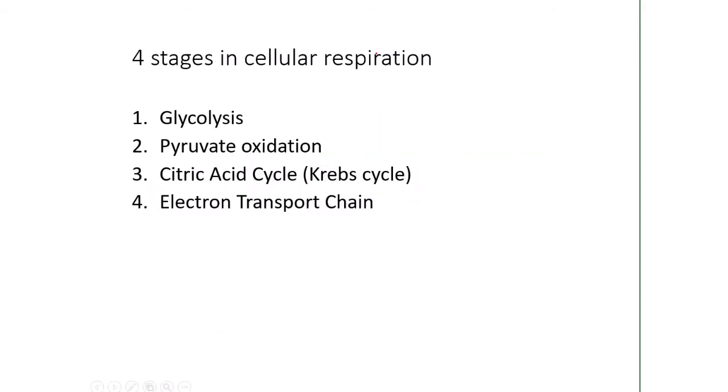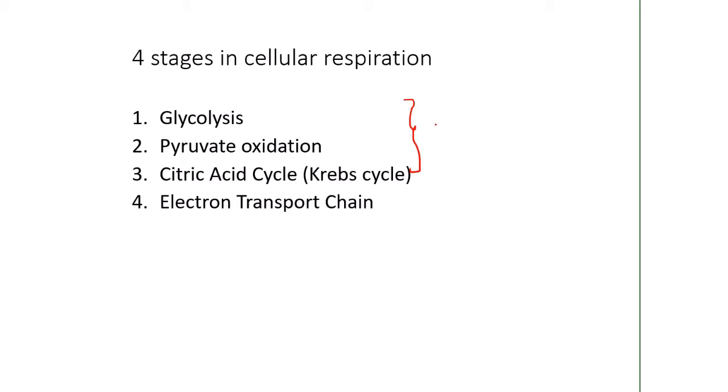Cellular respiration actually has 4 stages, and each stage is going to be broken down into many mini steps. So we have the first 3 stages shown here: glycolysis, pyruvate oxidation, and the citric acid cycle, also known as the Krebs cycle.